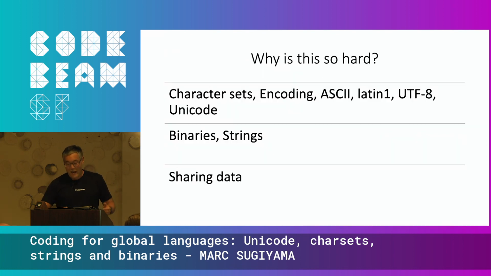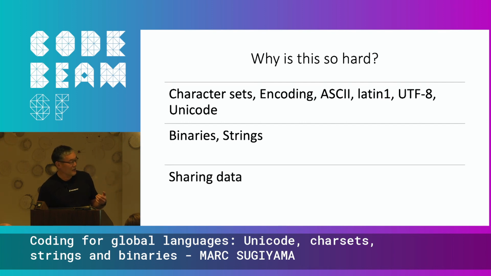So backing up, why is this so hard? The reason is that there's a lot of complicated terminology that overlaps and that's often used incorrectly. So it's very hard to understand what people are really talking about when they say character sets or encoding, or what is Latin 1 versus UTF-8 and Unicode? What do these terms really mean and how do they relate to one another? So we're going to talk about that.